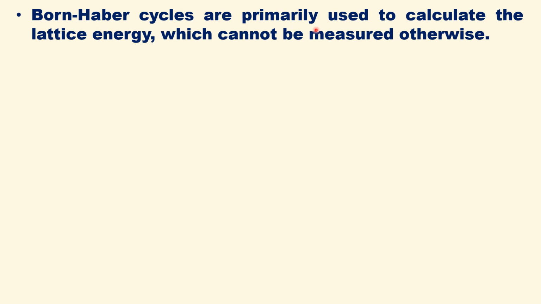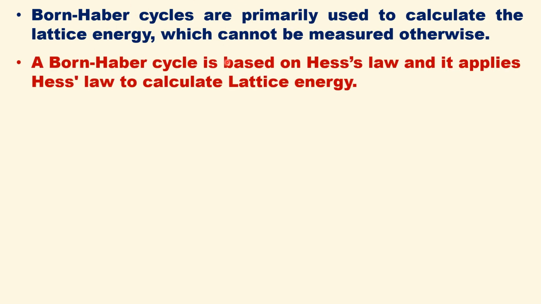The Born-Haber cycle is used to calculate the lattice energy of ionic compounds, especially those which cannot be determined by experiment. Lattice energy cannot be measured by doing an experiment, so it is indirectly calculated by the Born-Haber cycle. The Born-Haber cycle is based on Hess's law of constant heat summation. So the Born-Haber cycle applies Hess's law to calculate the lattice energy of ionic compounds.